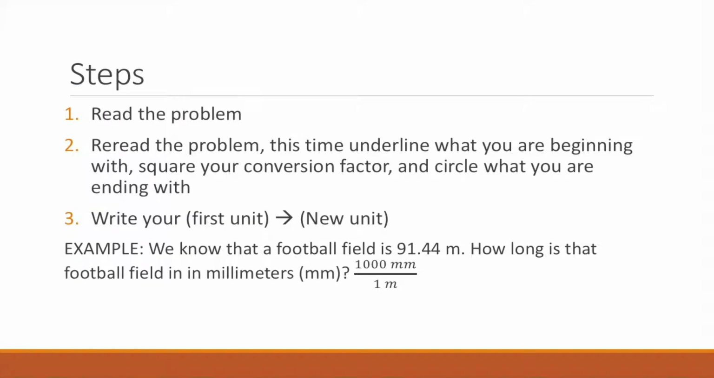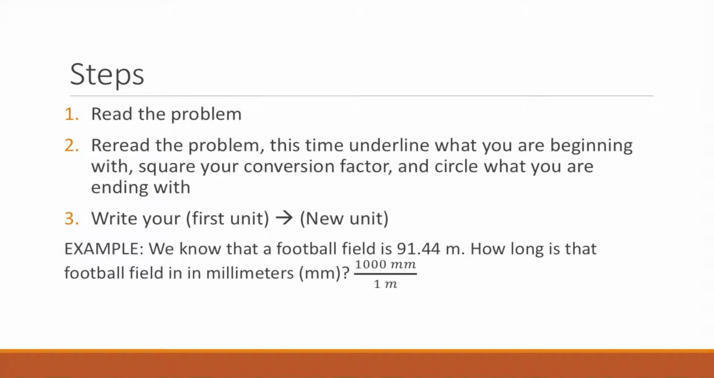So there are a few steps that I'd like you to follow when you're doing your problems. The first is to read the problem. If it's a word problem, reread the problem, and this time underline what you're beginning with, square your conversion factor, and circle what you are ending with. Then you're going to write your roadmap. Your roadmap is where you're going to write your first unit, an arrow, and then your new unit. This roadmap will become more important when we get to double step problems.